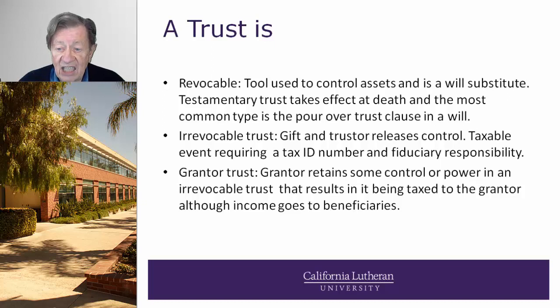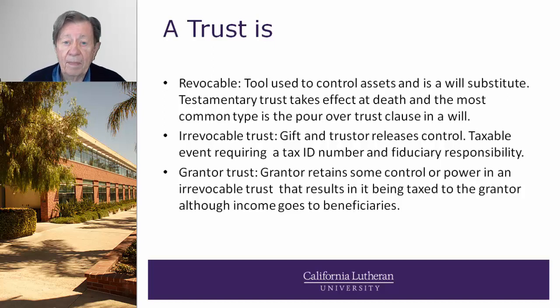It gets a tax ID, and all of a sudden financial responsibilities show up. A grantor trust means the grantor retains some controls or powers in an irrevocable trust that results in being taxed to the grantor, although the income goes to the beneficiaries. That could be intentional, or it could be unintentional.